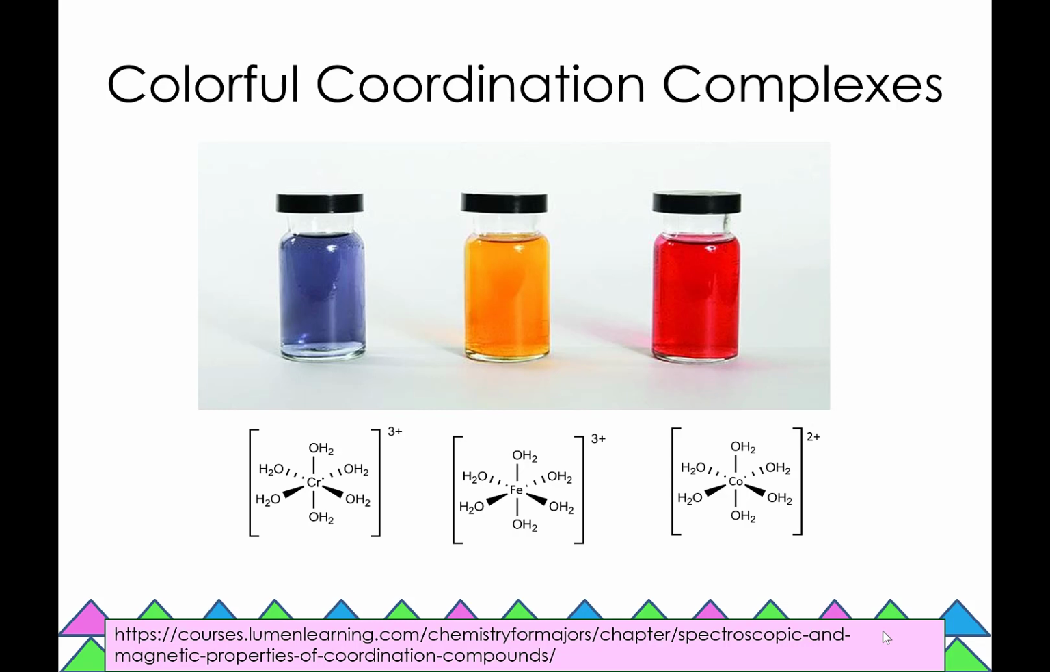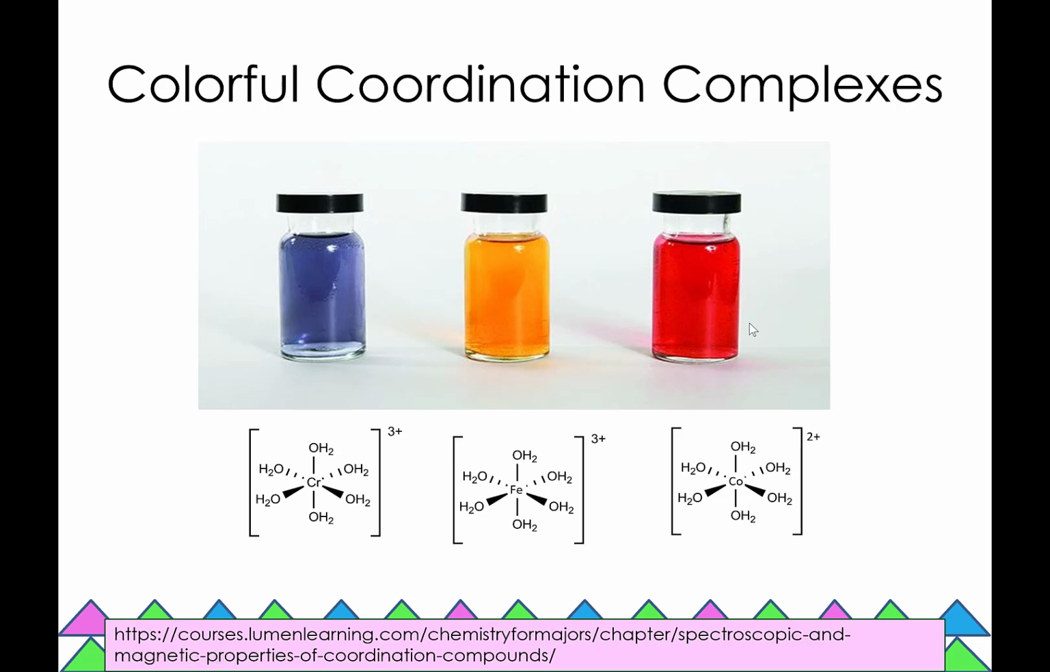So many coordination complexes or complex ions are colored. It's one of my favorite things about coordination complexes. These three examples, hexaaqua chromium 3+, hexaaqua iron 3+, and hexaaqua cobalt 2+, have different colors, sort of a purple, a yellow, and a red.